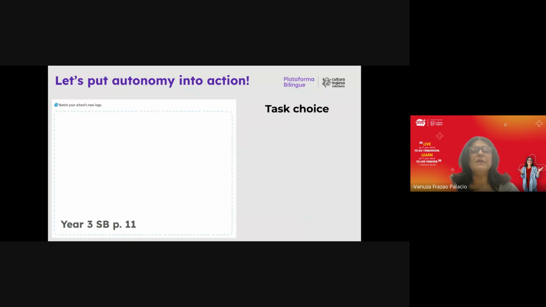their own learning. For example, task choice, as I said, students decide how they are going to do an activity. This is year 3. In this activity, originally, students have to sketch a logo. However, you can offer them 2 more choices. So by offering them 2 or 3 choices, you are allowing them to decide which one is best for them, which one suits them best, which one has more to do with them, and ultimately which one is going to lead them to the final product.